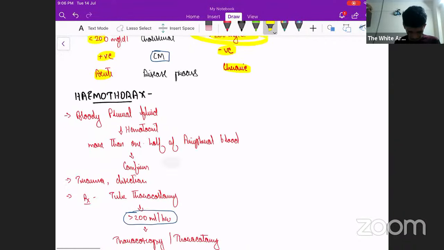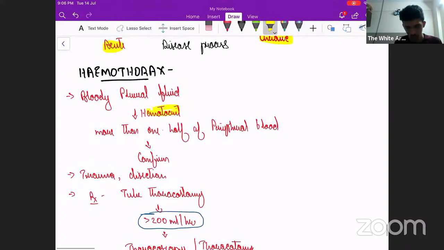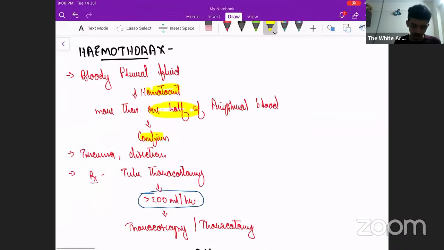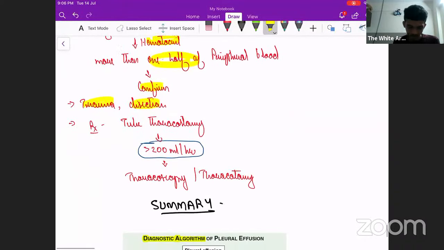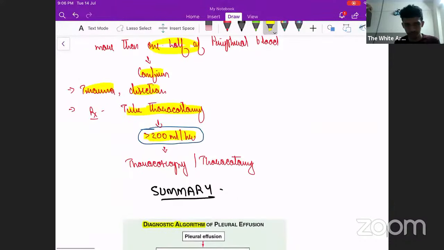Finally, hemothorax. It is blood in the pleural fluid, but how do you confirm? By doing hematocrit. When the pleural fluid hematocrit is more than half of the peripheral blood hematocrit, only then you think of hemothorax. It can be due to trauma, dissection, blunt trauma, all those things. Treatment: tube thoracostomy, invariably you'll have to do. If it is greater than 200 ml per hour of fluid drainage, then you go for thoracoscopy or thoracotomy.